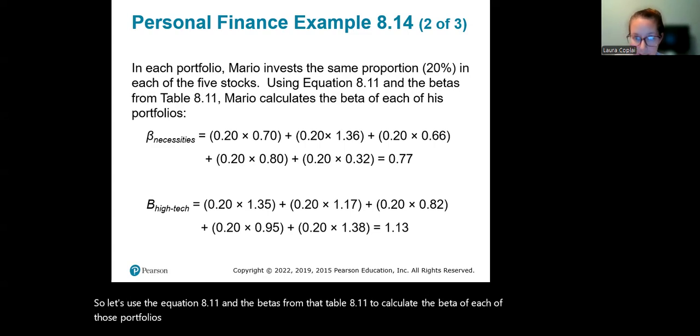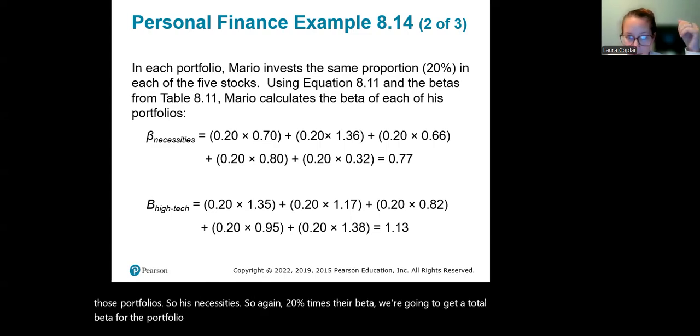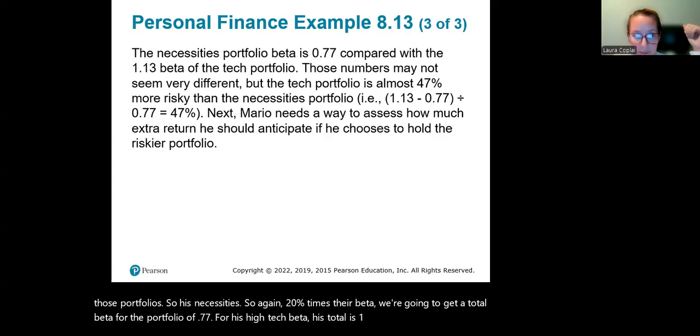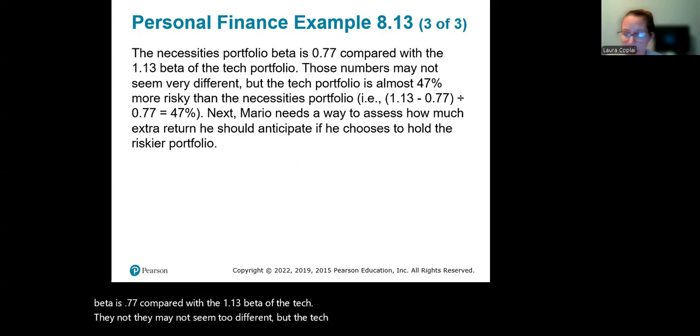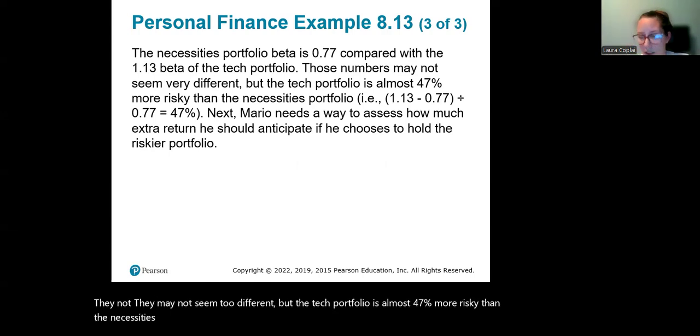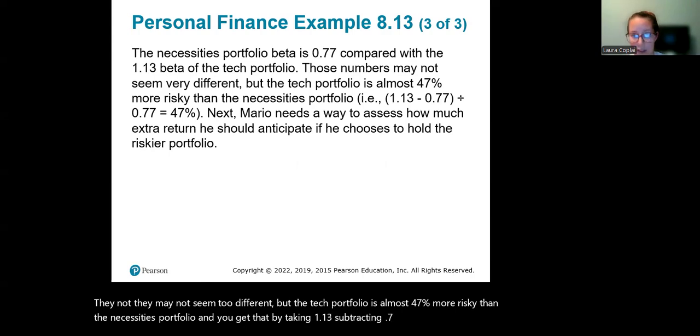So his necessities. So again, 20% times their beta. We're going to get a total beta for the portfolio of 0.77. For his high-tech beta, his total is 1.13. So the necessities portfolio beta is 0.77 compared with the 1.13 beta of the tech. They may not seem too different, but the tech portfolio is almost 47% more risky than the necessities portfolio. And you get that by taking 1.13, subtracting 0.77, and dividing that by 0.77.